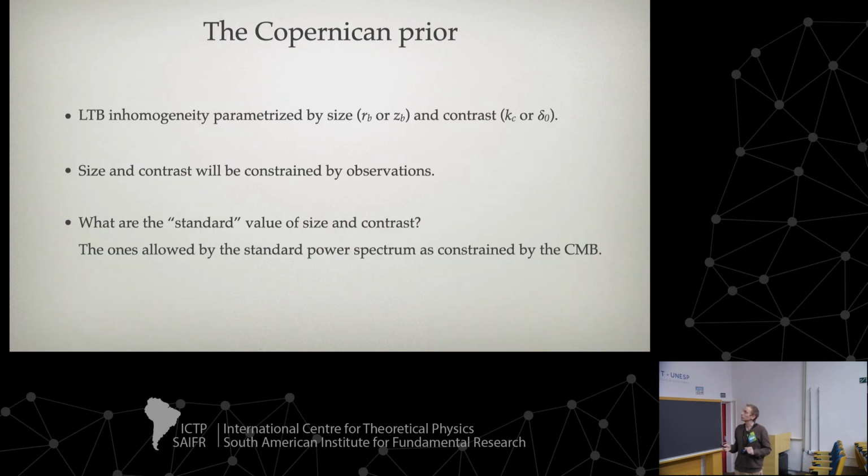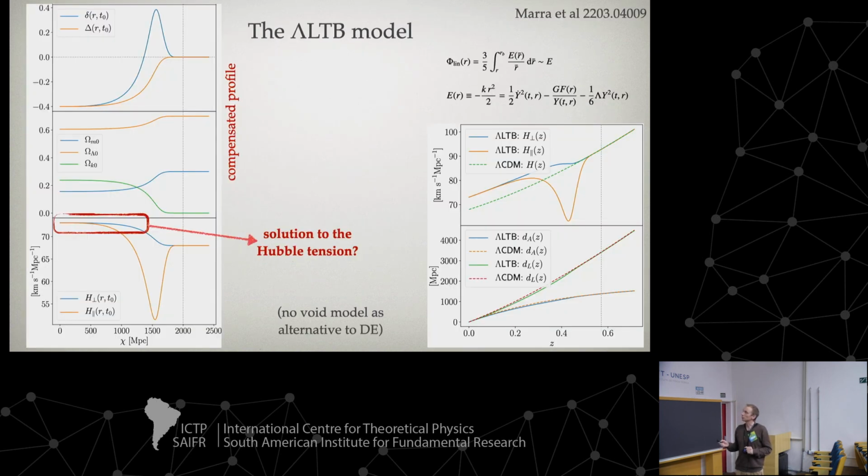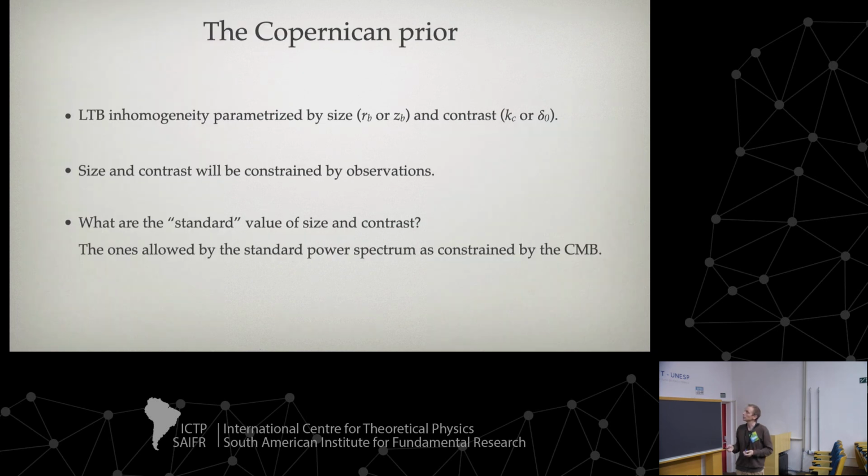Sorry, no, first I need to discuss the Copernican prior. So okay, you're free to include this inhomogeneity, right? But is it allowed by standard cosmology? To do that, we need to build a statistical measure for that.